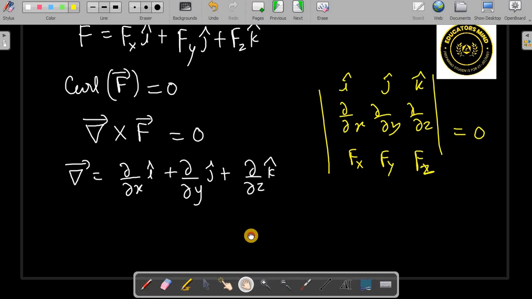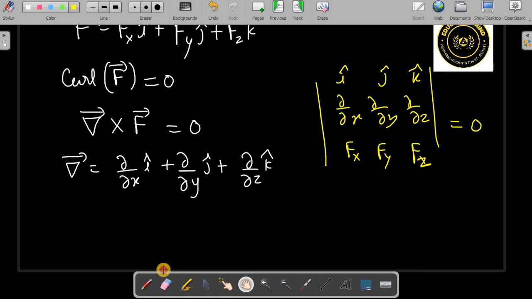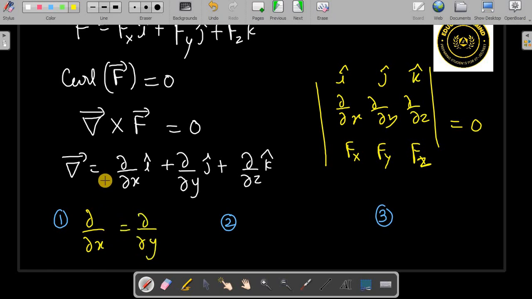So this can also be broken down, and when you expand it, you get three conditions. What are those three conditions? Suppose you take the xy combination. So differentiation of Fy with respect to x, and differentiation of Fx with respect to y. Like this you can do. But on this side you have to write the force as Fy, and on this side the force as Fx.